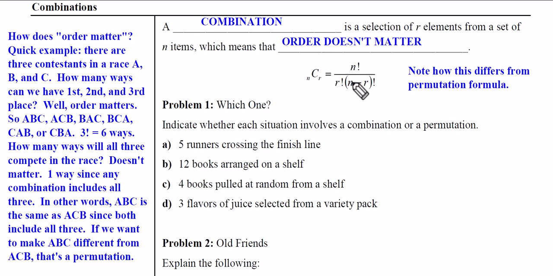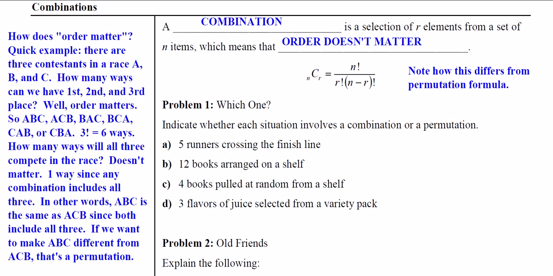Here's a formula for combinations. Notice the difference here: this is a formula for a permutation. This is a formula for a combination, so don't get them mixed up. A lot of times we have to start the problem out by knowing what kind of problem we are dealing with. So let's not even do any math, let's just identify.